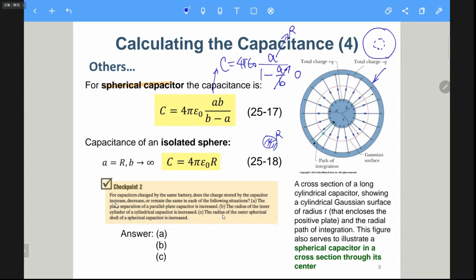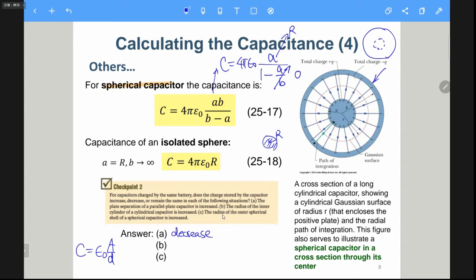So here is a quick checkpoint. It asks for the capacitor charged by the same battery. Does the charge stored by the capacitor increase, decrease, or remain the same in each of the following situations? First, the plate separation of a parallel plate capacitor is increased. If you still remember, C equals epsilon naught A over D. So if you increase the separation, which means increase D, then C will decrease.